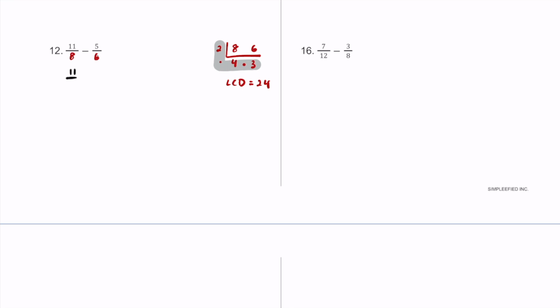We can take 11 over 8 minus this 5 over 6. To get 24, let's do times 3 times 3 and times 4 times 4. 11 times 3 is going to be 33, so we're going to have 33 over 24. And then 5 times 4 is going to be 20, so we're going to have 20 over 24. Now we have common denominators of 24. Let's put that on the bottom, and on top we're going to have 33 minus 20. 33 minus 20 is going to be 13, so 13 over 24 is going to be our final answer here.